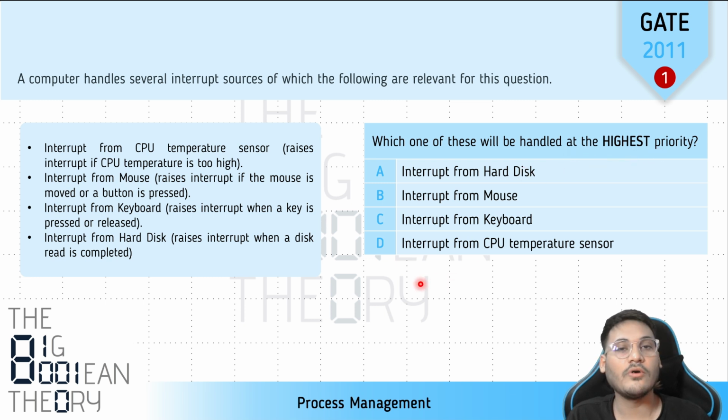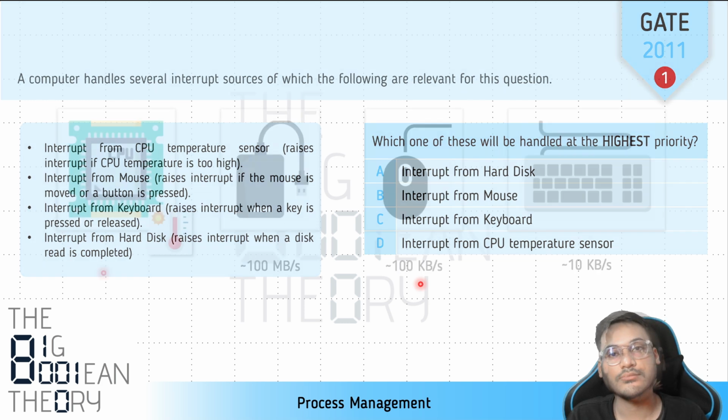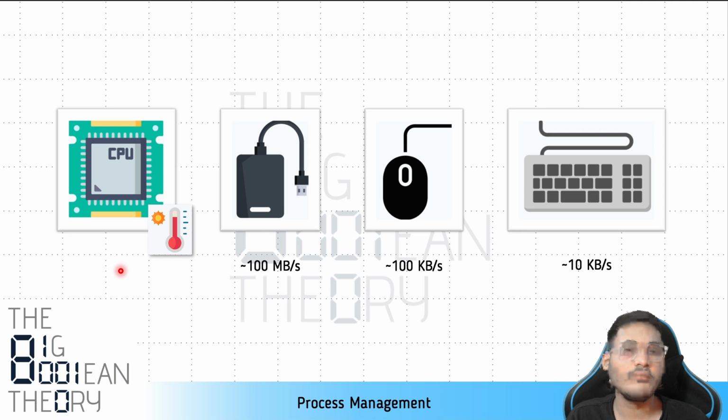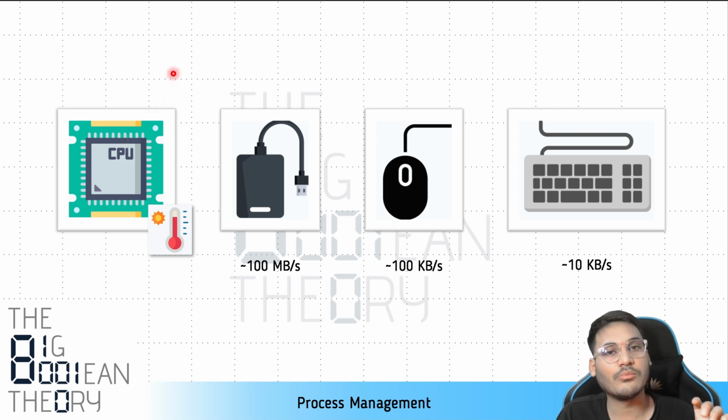So out of all these four devices, we have to say which of these sources has the highest priority. So let's discuss each of these devices one by one and see whose interrupt has the highest priority. If you see here, we have two different types of devices. One is the CPU temperature sensor, right? And the other type of devices that we have are the IO devices. The CPU temperature sensor is just a sensor; it is not doing any input output, whereas the other three devices are input or output devices, right?